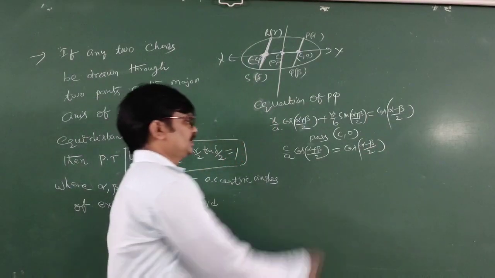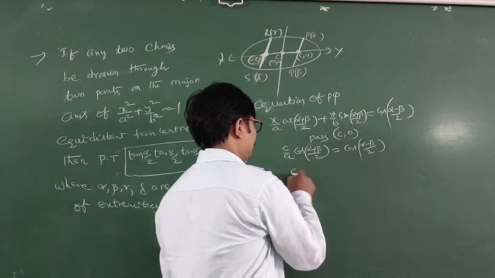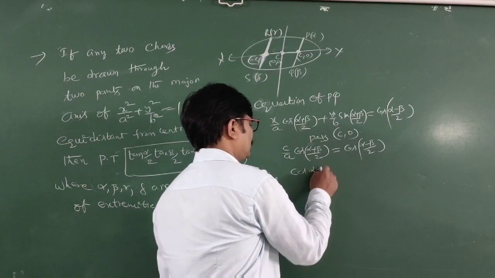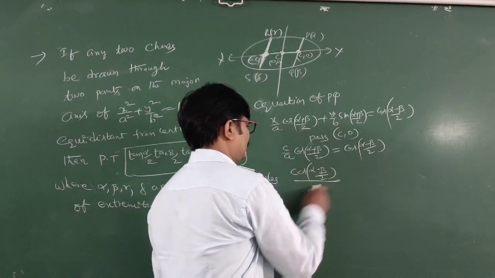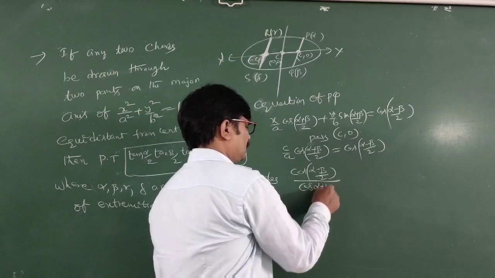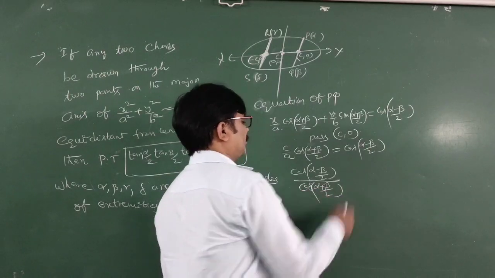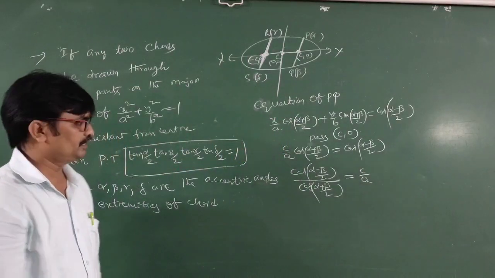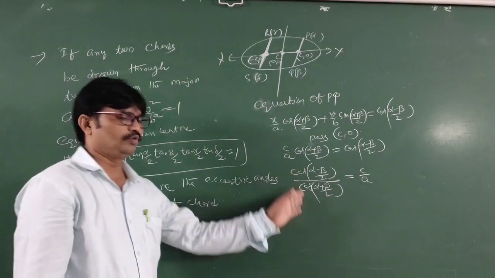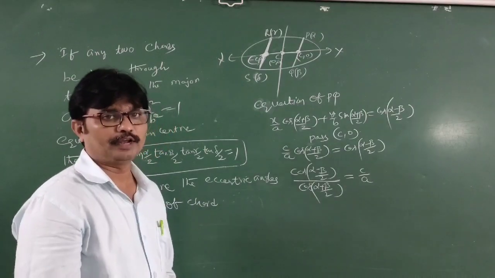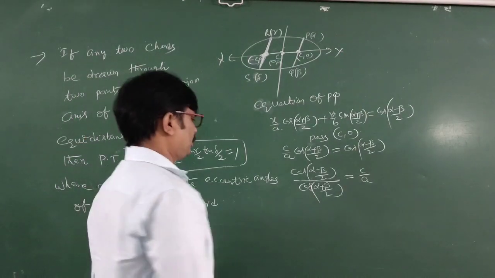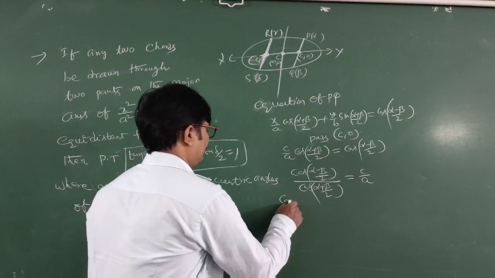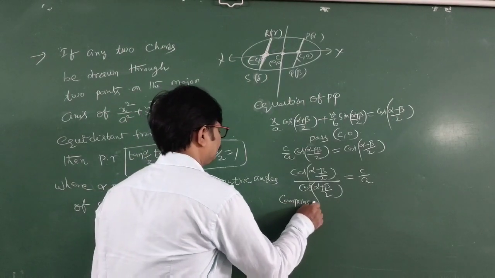My dear students, how can you write this? Sending to the other side, cos of alpha minus beta by 2 upon cos of alpha plus beta by 2 equals c by a. How to write this, students? We can apply componendo and dividendo on both sides.